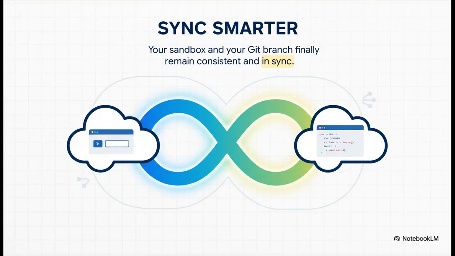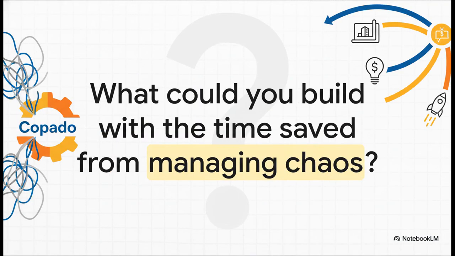And this is the dream right here. Your Salesforce sandbox and your Git branch are at long last truly in sync. What you see in your org is what's in version control. That consistency is everything. It's the foundation for a clean, reliable, and seriously fast development pipeline. So we'll just leave you with this question to chew on. What could your team actually build? What amazing new features could you deliver with all the time and energy you'd get back from not having to manage all this chaos?